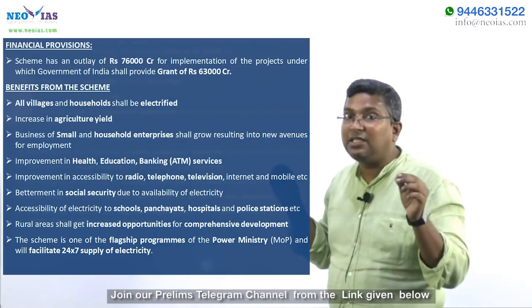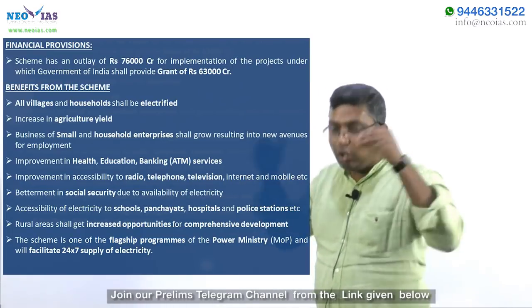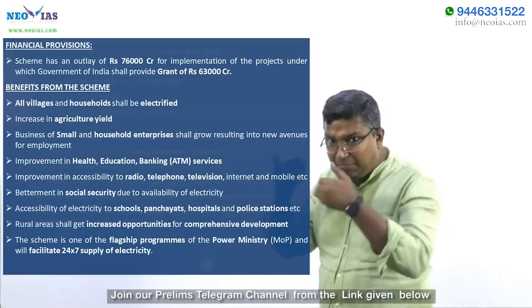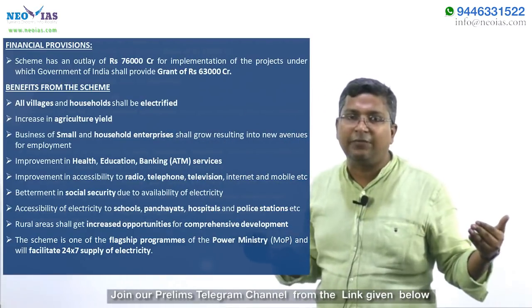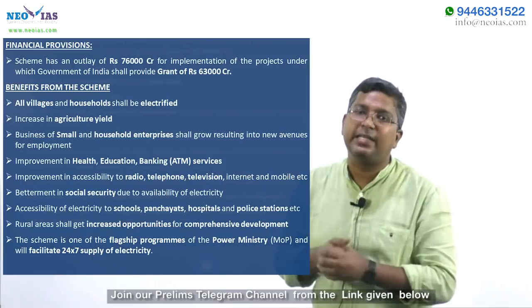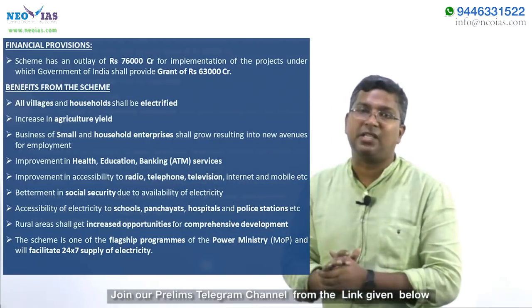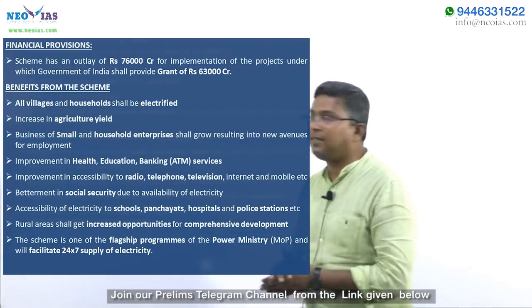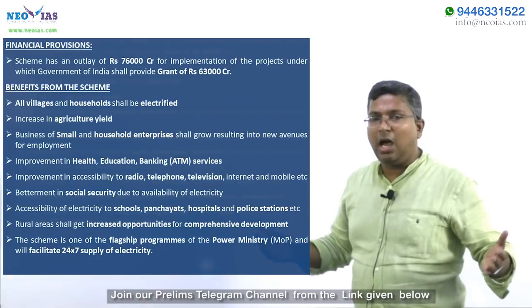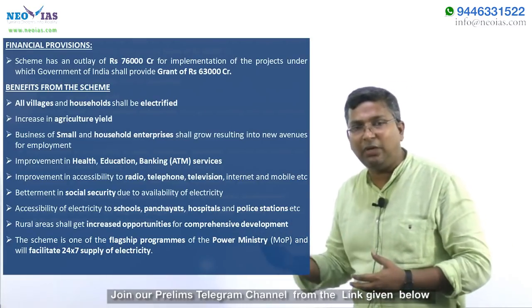Okay. So keep this in mind. Here, this scheme is not giving importance to households, but automatically, these are the benefits. Obviously, when villages get electrified, naturally, households will get electrified. So electrifying households is not the objective of the scheme. Rather, electrifying villages is the objective of the scheme. So don't get confused. Obviously, with a regular supply of electricity, what will happen?